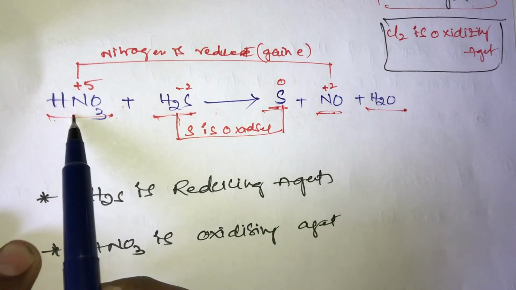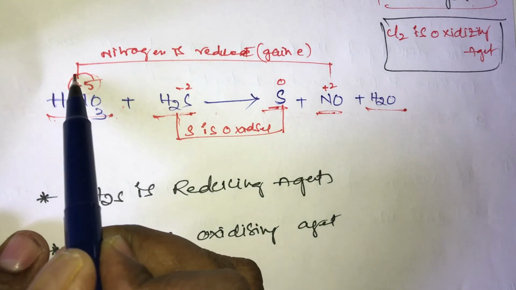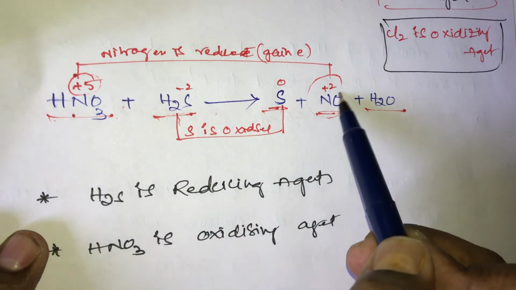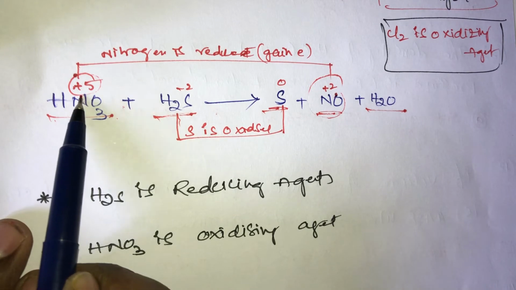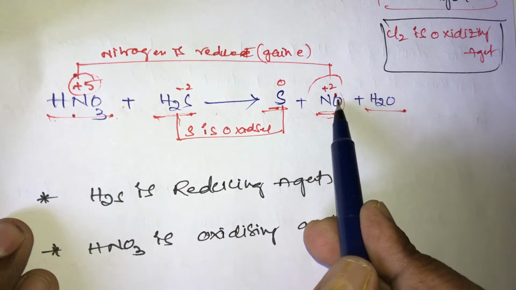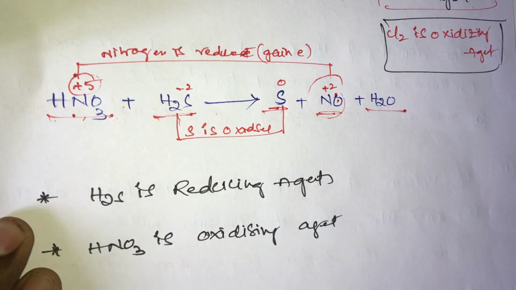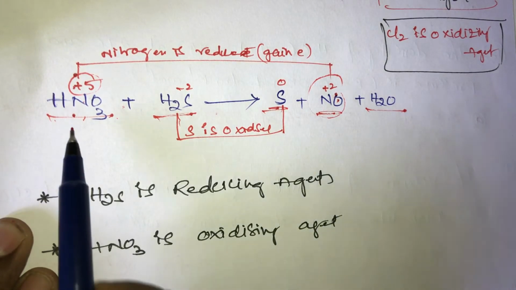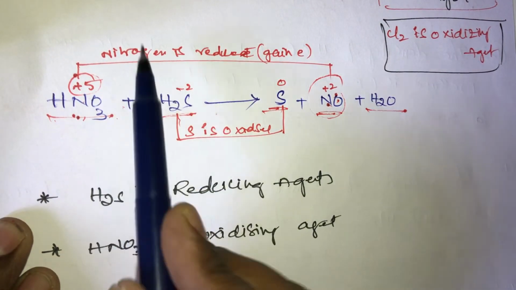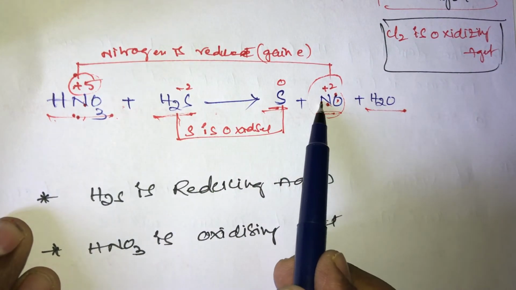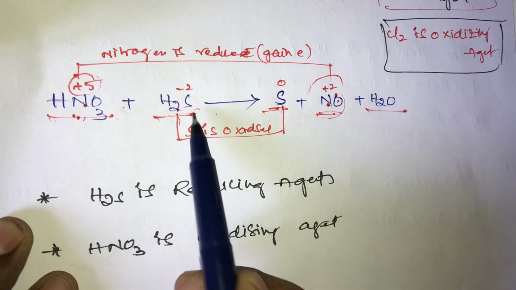Now here, the oxidation number of nitrogen in HNO3 is +5, and in NO the oxidation number is +2. From +5 to +2, the oxidation number decreases. So here nitrogen is reduced, which means nitrogen gains electrons.